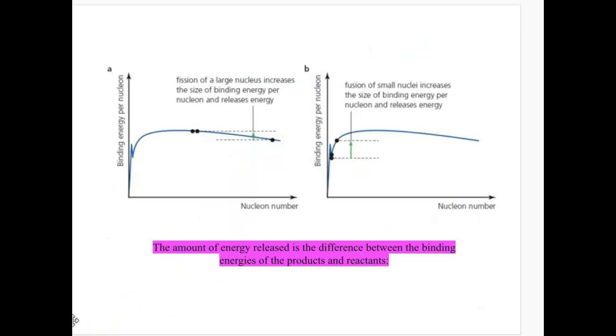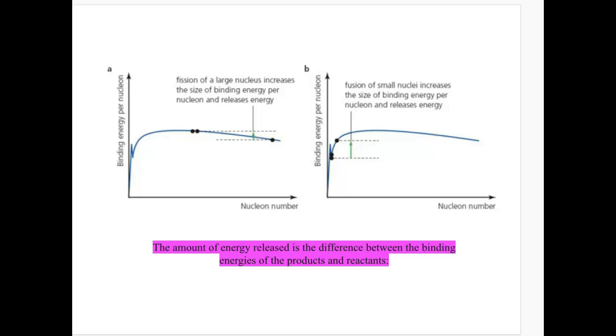Before we go any further, I'd like you to go to the booklet and answer questions 1, 2, and 3, and then continue with the video. Now, once you are clear on the definitions, the difference between binding energy per nucleon, and you can label the binding energy per nucleon graph, we're now going to look at some calculations.